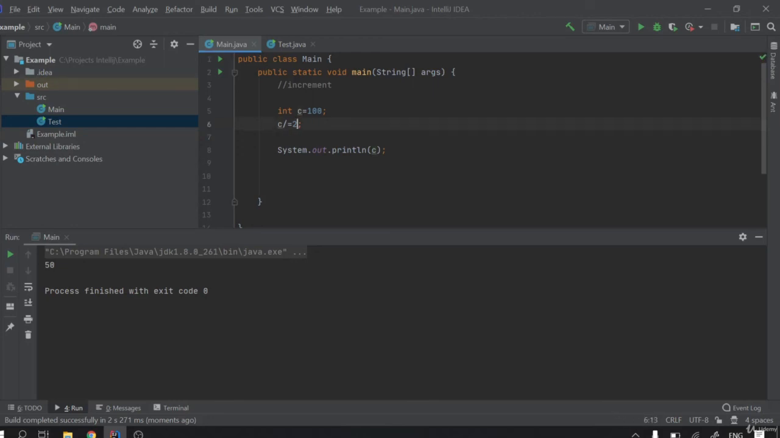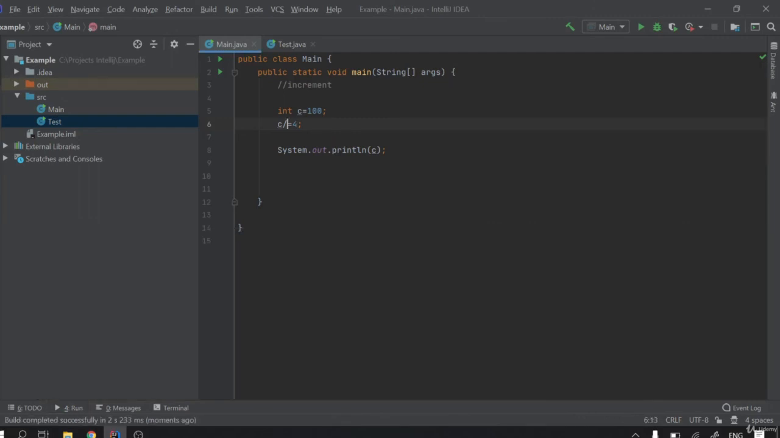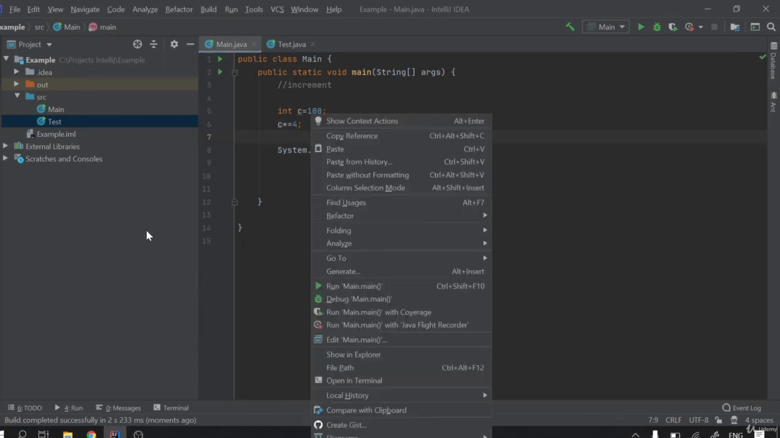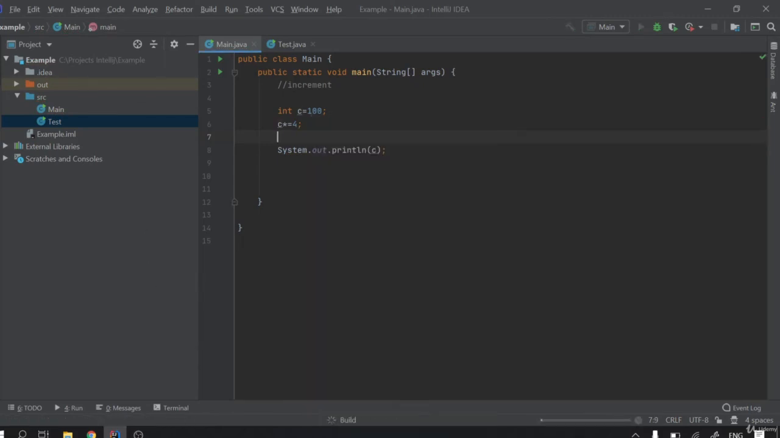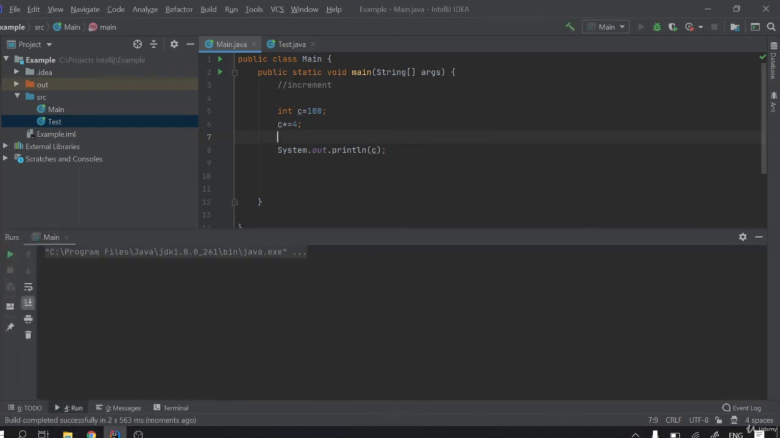So let's write here, for example, 4 and run this. We got our result. So let's do this 4 times. What we said here is c equals c times 4. They are the same. So let's backspace and remove this. Let's see the result. Yeah, we got 400.